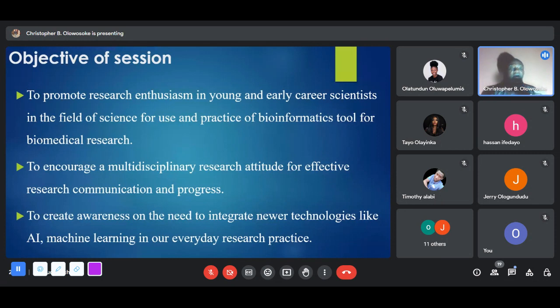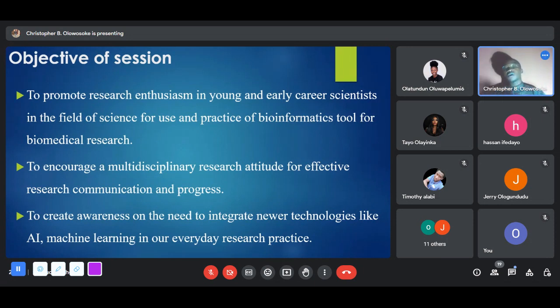You should be able and willing to promote enthusiasm in young researchers. The second objective of this session is to encourage a multidisciplinary research attitude for effective research communication and progress. If I am a bioinformatician and I'm not able to interact and relate with people from other fields, it's not going to speak well of me as a researcher, because there might be stages where I need biological data or information from other fields. For instance, say microbiology: I might want to streamline my bioinformatics knowledge into the field of microorganisms, so I must be able to relate with a microbiologist.